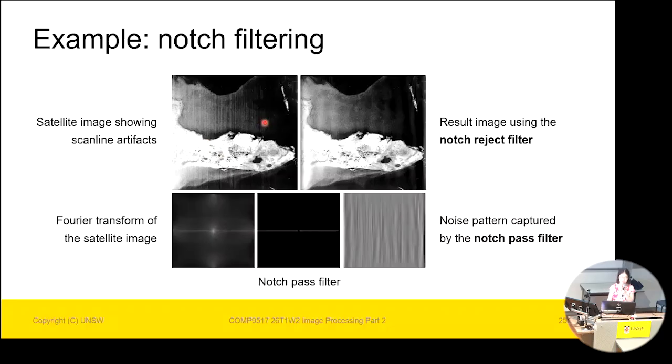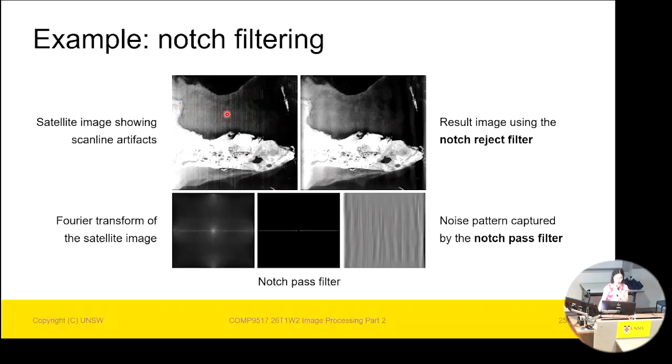So this one is called notch filtering. The objective here is we want to remove noise from this image. So it's a satellite image. Somehow you have this image, but you have all this noise. So that's called the scan line artifacts. So those like vertical lines or stripes across the image, and those are noise we want to filter out.